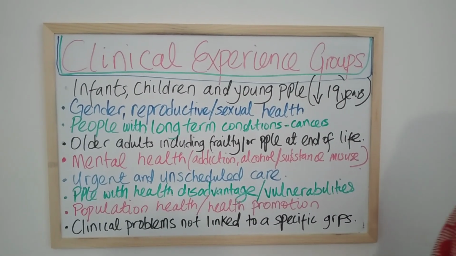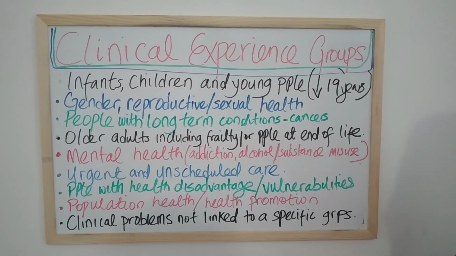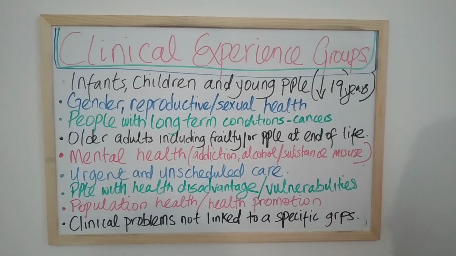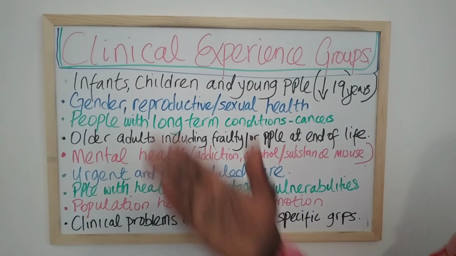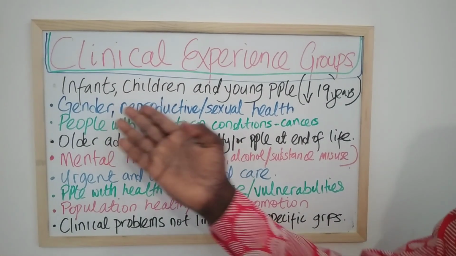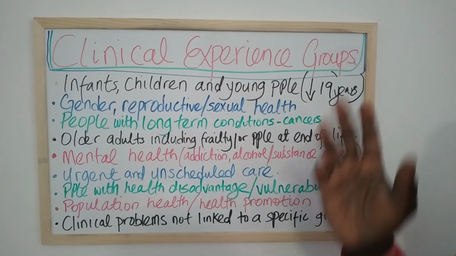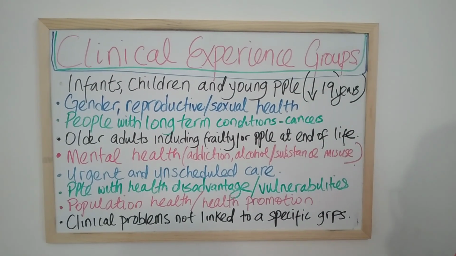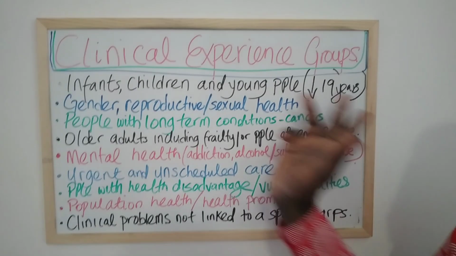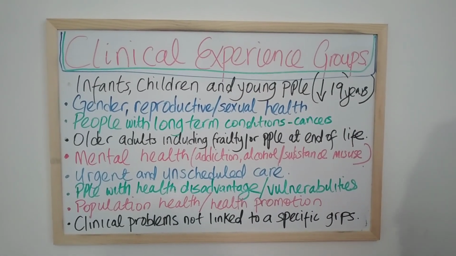So take for example, if I see a young child with his or her parents, say about five or thereabout, that is somewhere I can put it, because that falls into the clinical group: infant, children, and young people less than 19 years old. So any patient that you see that falls into this group, you can click it and add it to your entry.